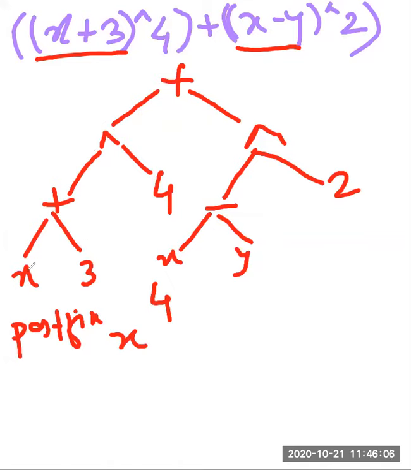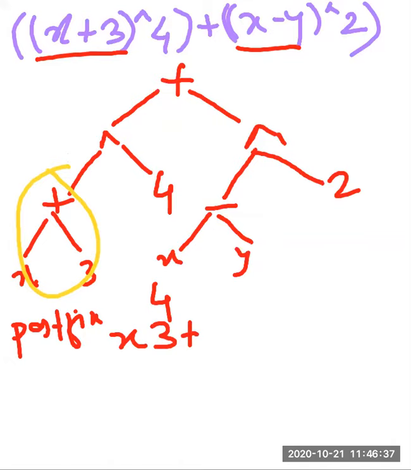So x will be checked. Does x have a left subtree? No. Does x have any subtree? No. Mark x to be visited. Go to 3. Does 3 have any subtrees? No. So mark 3 to be visited. Now all the subtrees of this plus are visited, so mark plus to be visited. Plus is the root of the tree up to this point, so mark this to be visited.